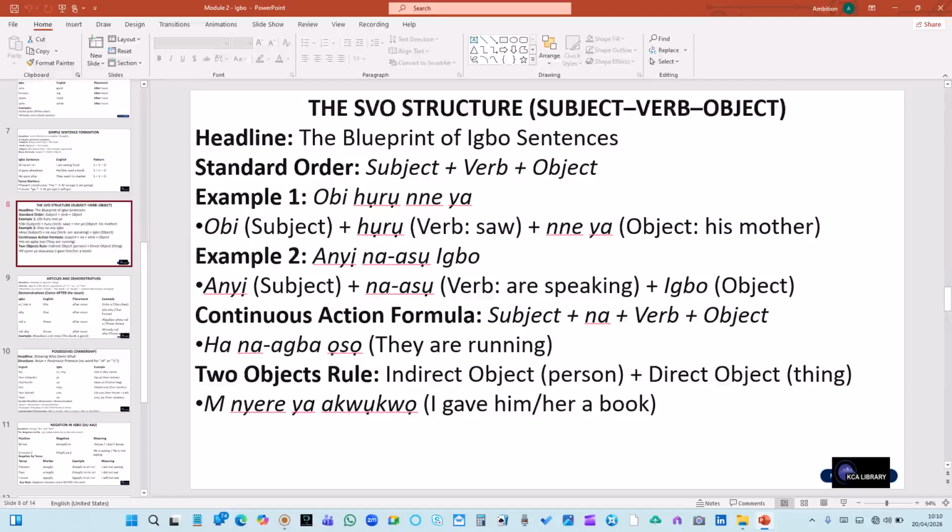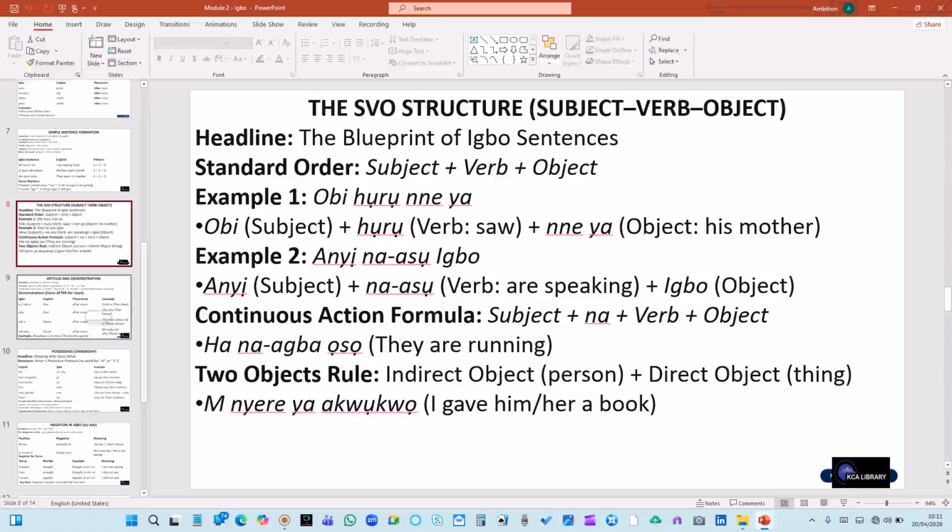Then number 2 is the two-object rule, that is the indirect object, the person, plus the direct object. Here the example is M nyere ya akwụkwọ, which means I gave him or her a book.